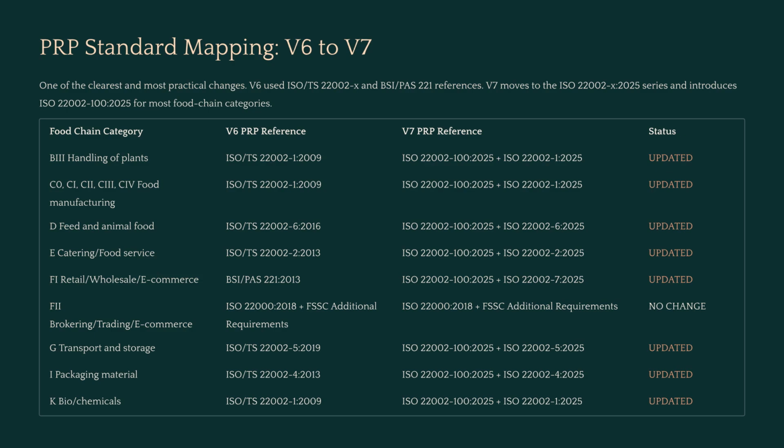So when we compare then versus now, version 6 was built on a mixed PRP architecture, while version 7 is built on a more harmonized, modern, and globally aligned PRP system. That change may appear technical on paper, but operationally it affects procedures, internal audits, supplier controls, training, and certification readiness.